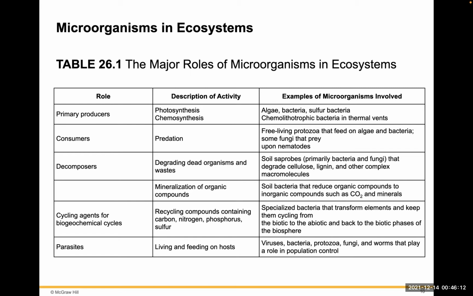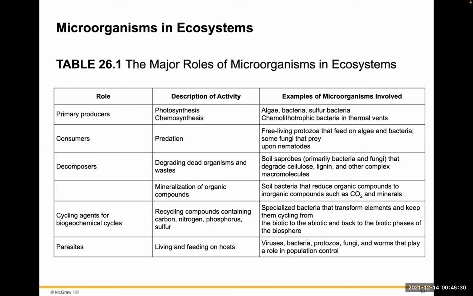Then we start consumers, which are predation. Okay, free-living protozoa that feed on algae and bacteria. Some fungi that prey upon nematodes. We've got the decomposers we talked about, which degrade dead organisms and waste. Soil saprobes, primarily bacteria and fungi, degrade cellulose, lignin, and other complex macromolecules.